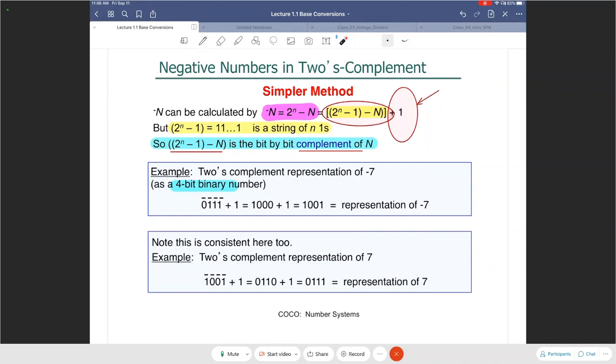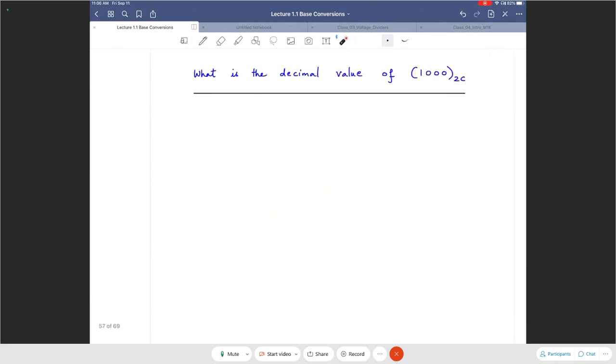Actually, for positive numbers, I would just recommend you to not get worried about the definition. Just use sign magnitude representation. For positive numbers, it works out quite easily. For negative numbers, you need to do that negative, flip all the bits and add 1. All right, we'll see more examples.